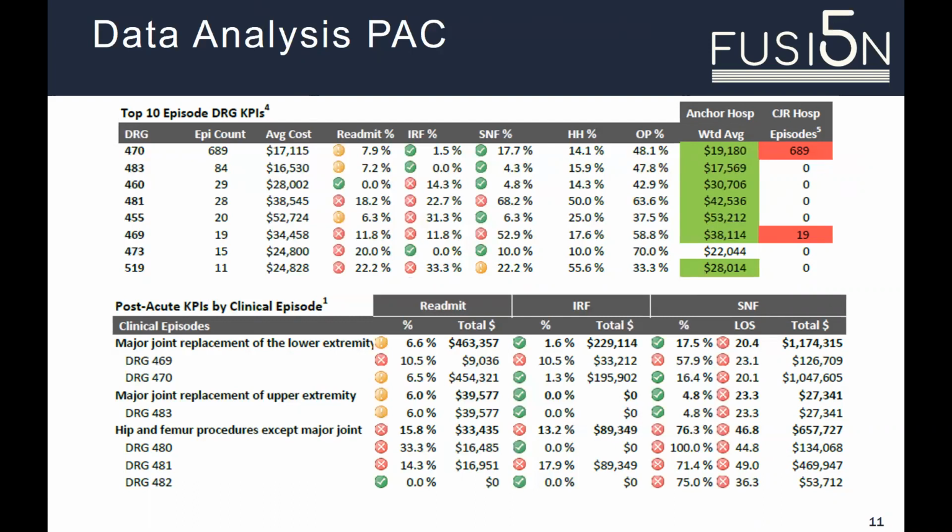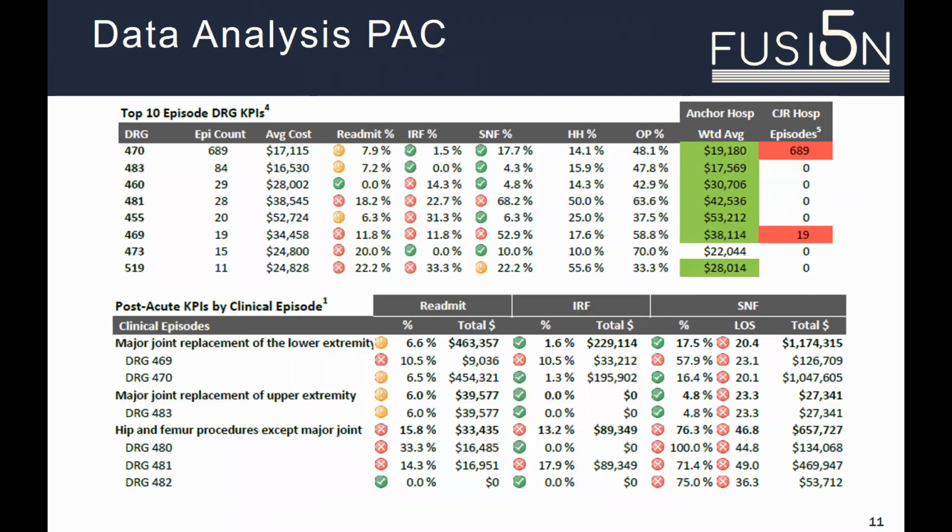As we go across, what our data analytics tool is going to allow you to do is look at your utilization. So as you go across, you see a utilization rate of inpatient rehab for DRG 470 of 1.5%, a skilled nursing utilization of 17.7, home health of 14.1, and then outpatient percentage of 48.1. So basically that is the number, or really the percentage of the number, the total amount of patients that went into those post-acute care settings.